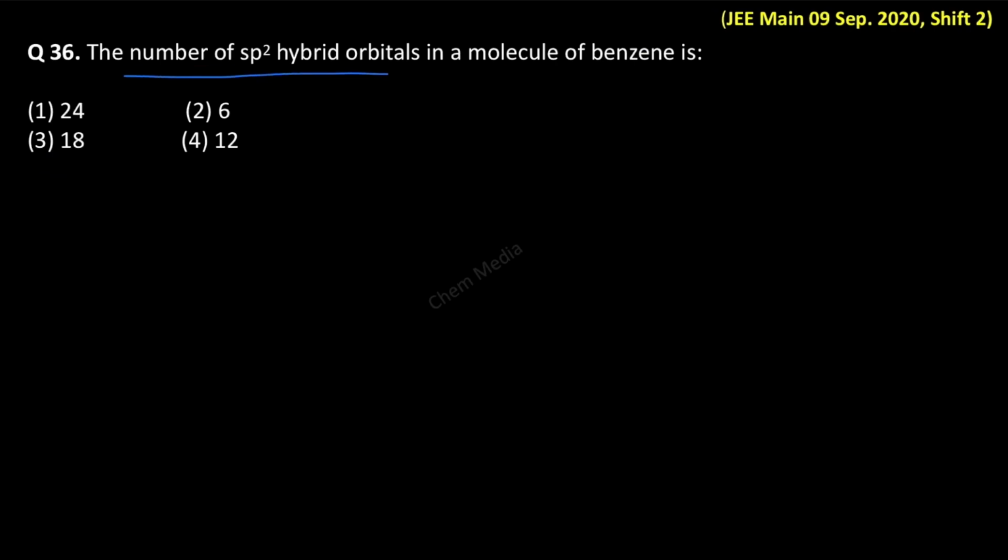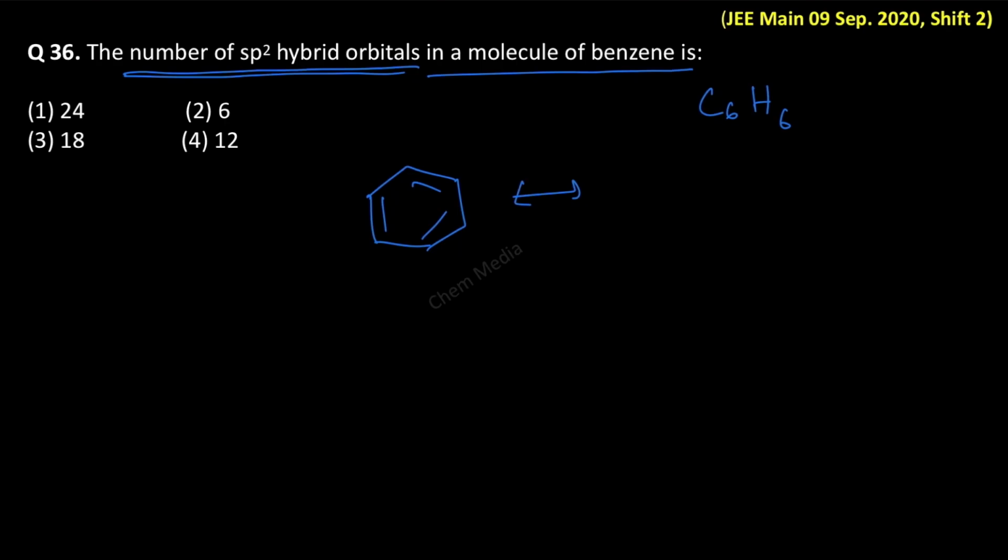The number of sp2 hybrid orbitals in a molecule of benzene is how many? They are not asking the number of sp2 carbons, they are asking the number of sp2 hybrid orbitals. We know that the molecular formula of benzene is C6H6. We can write 2 dominant resonance structures. We also know that in benzene each carbon atom is sp2 hybridized. But the question is, each carbon atom will have how many sp2 hybridized orbitals?